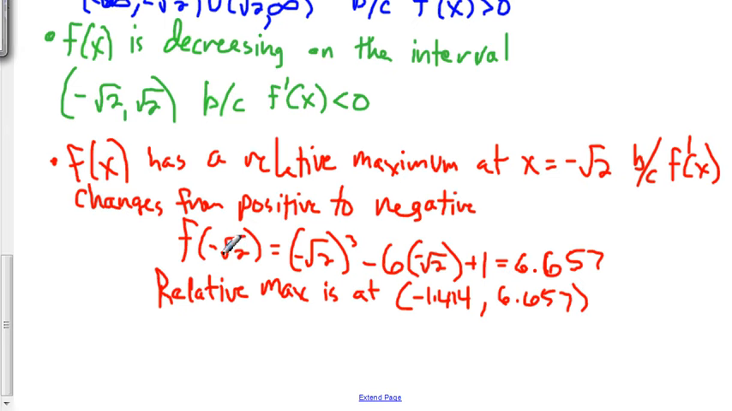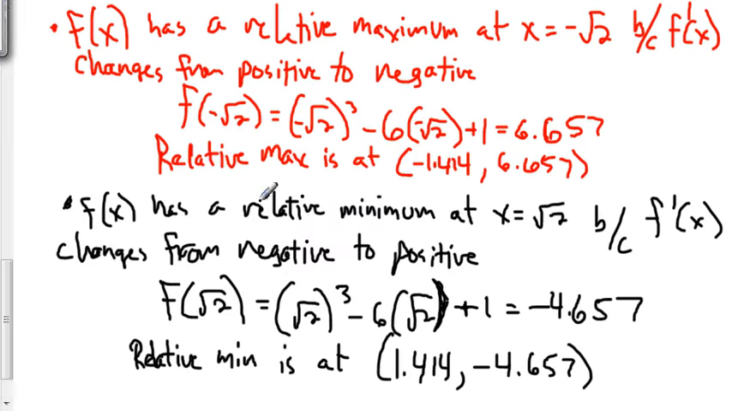I can then find the exact value by substituting in, let x be negative square root of 2, in the original function. Put in your calculator, get 6.657, and square root of 2 is negative 1.414. And again, reminder, we're trying to go to 3 decimal places all the time.